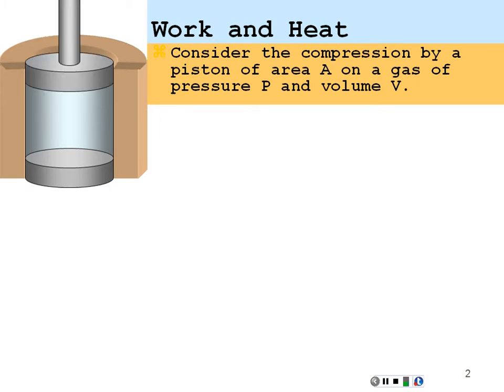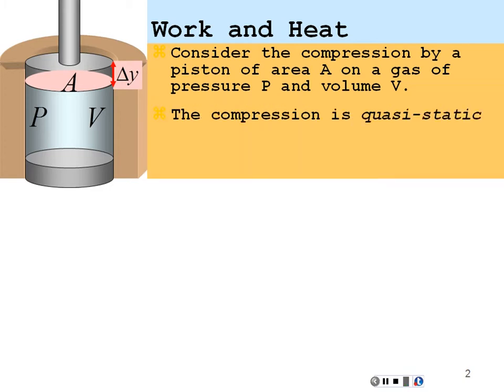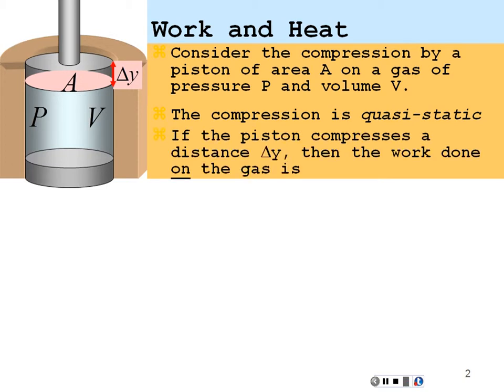Consider a compression of a gas, say with a piston. Cross-sectional area of the piston is A, and we're going to compress it some displacement delta Y. This compression is going to be quasi-static, which means it's going to be very, very slow, allowing the system to equilibrate at every little juncture along the way as we're compressing the gas.